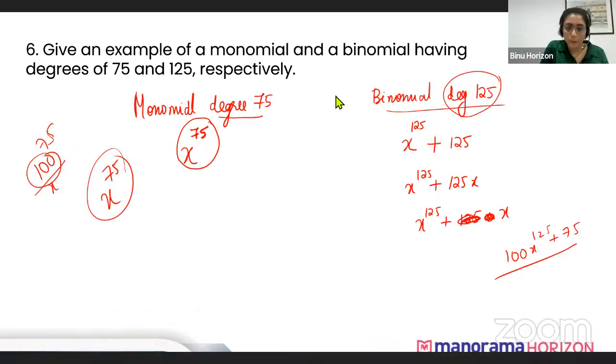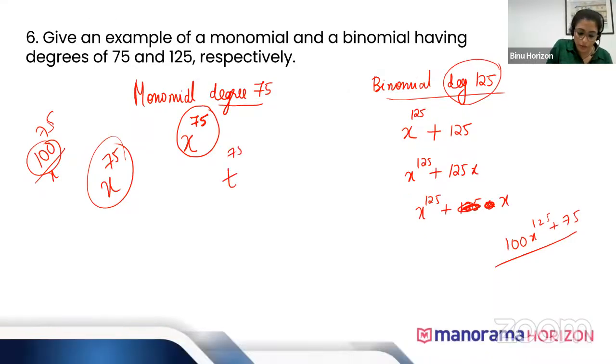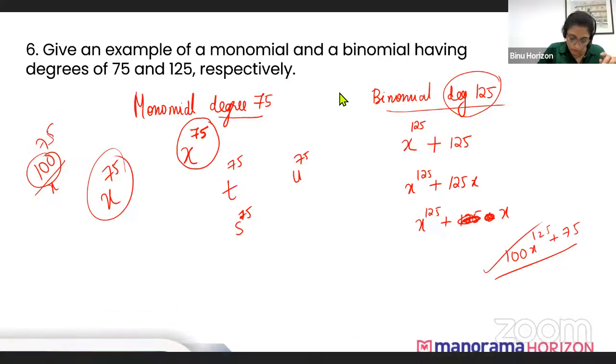Lakshmi, do you understand? Did you get it? x raised to 75. You can use any other variable: t raised to 75, or s raised to 75, or u raised to 75. You can take any variable. Some variable should be there raised to the given degree. Your binomial, 100x raised to 125 plus 75, that is also correct. Understood? So just be very careful.